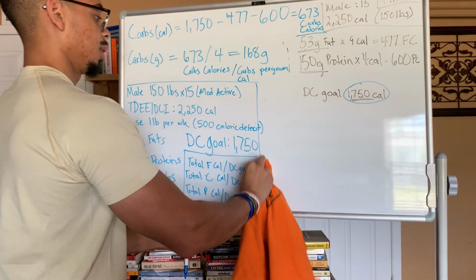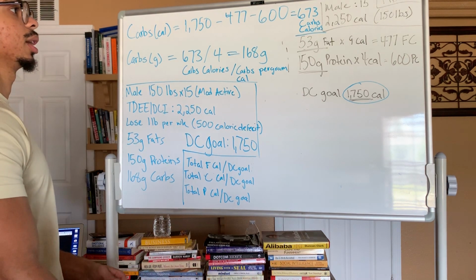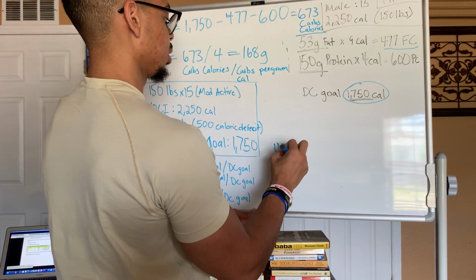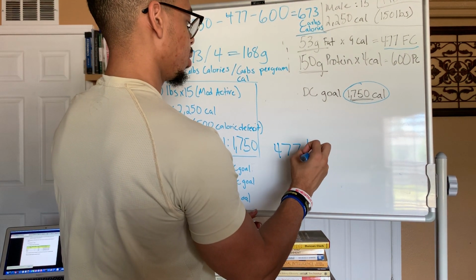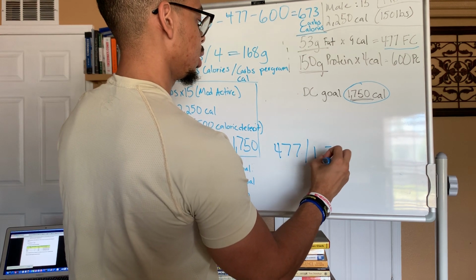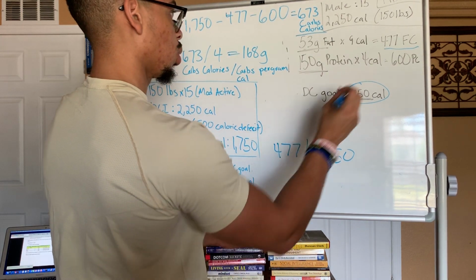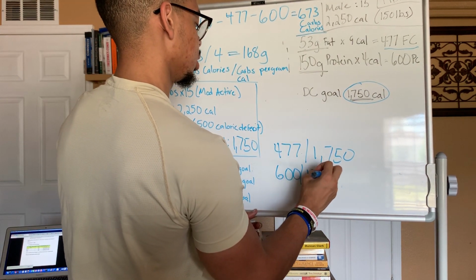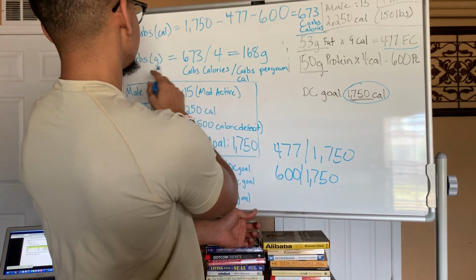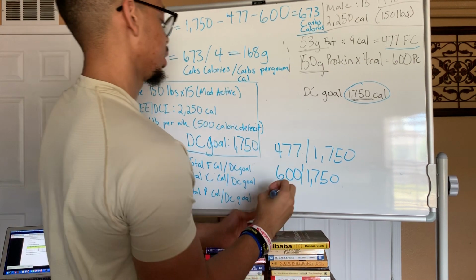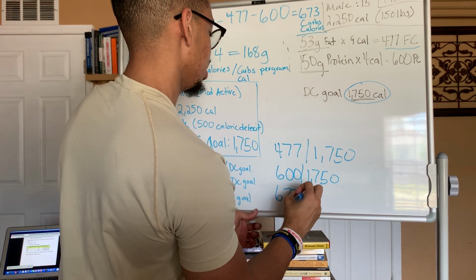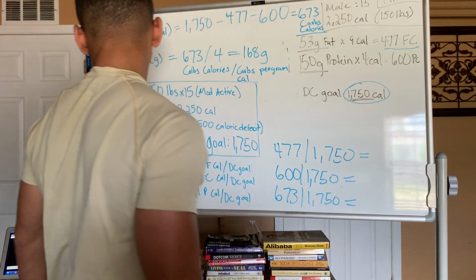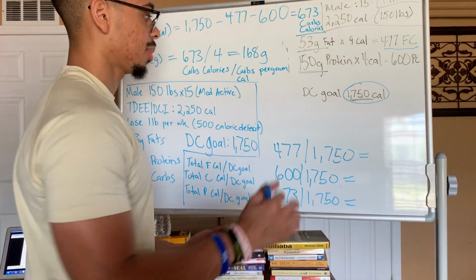And for instance, we already got all the numbers somewhere right here. So let's just do fat calories: 477 divided by the daily calorie goal, 1750. Total protein calories, let's say 600 divided by 1750. Then last but not least, total carb calories, 673 divided by 1750. I'm going to do the math really quick. This will be the percentages that you need to put in MyFitnessPal.